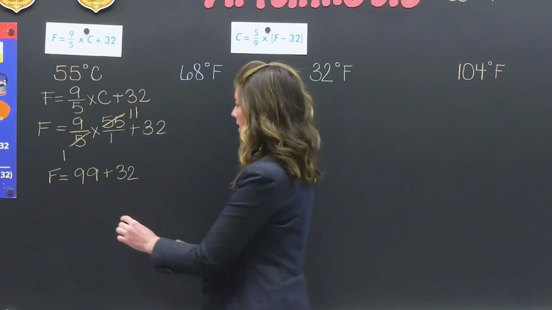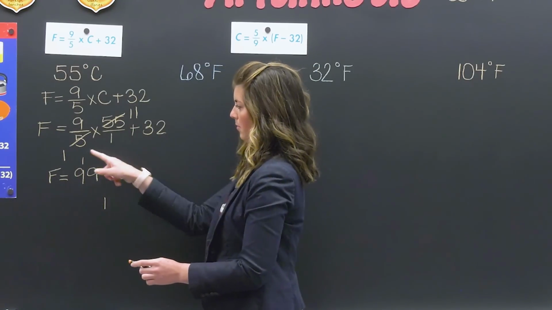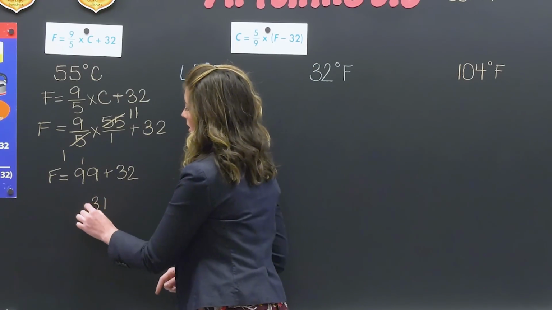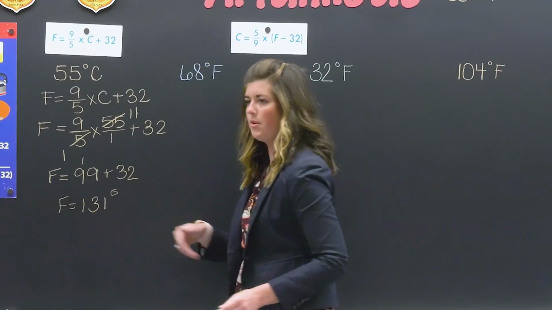So 9 plus 2 is? 11. Here we go, 1. 9 plus 3 is? 12. Plus 1? 13. So our Fahrenheit temperature would be 131 degrees. So we know how to do that.